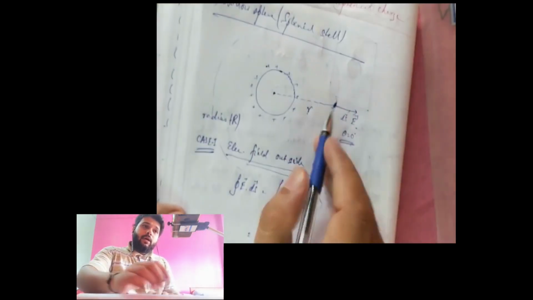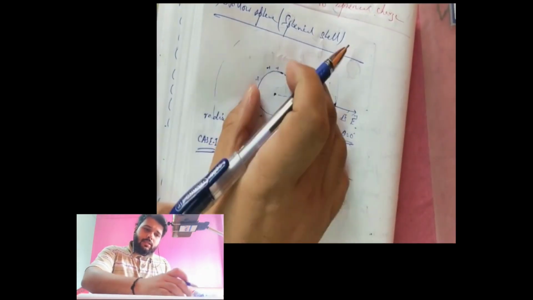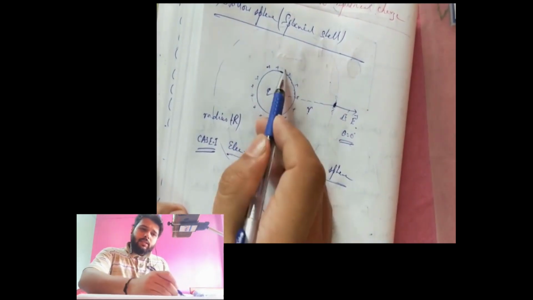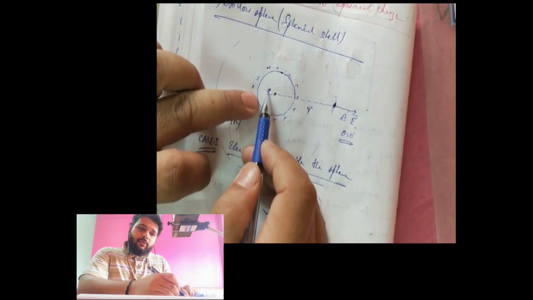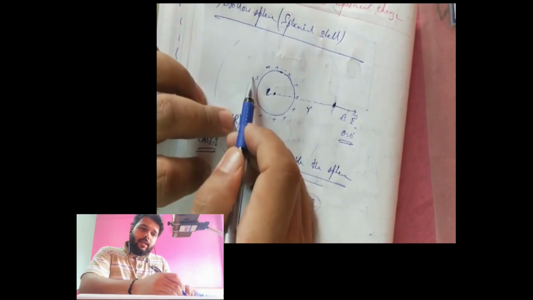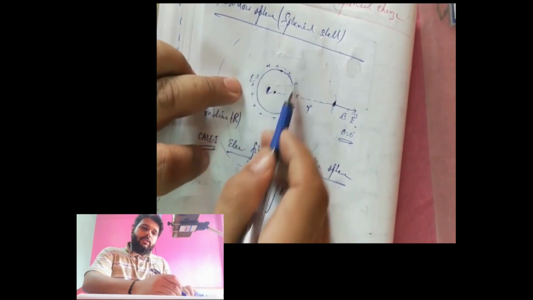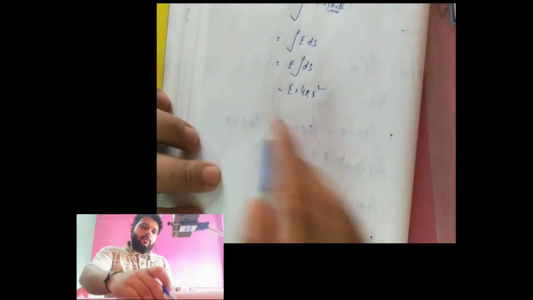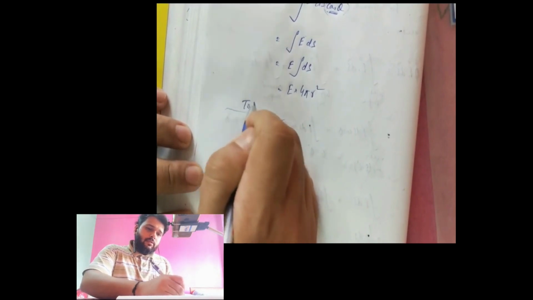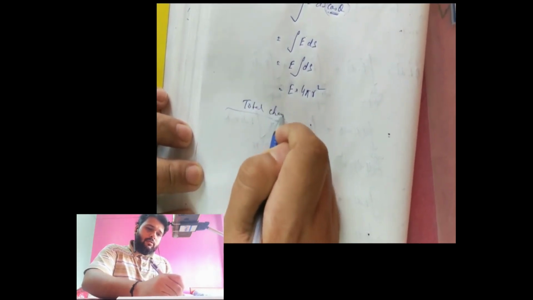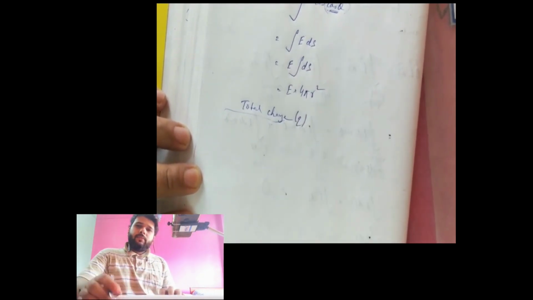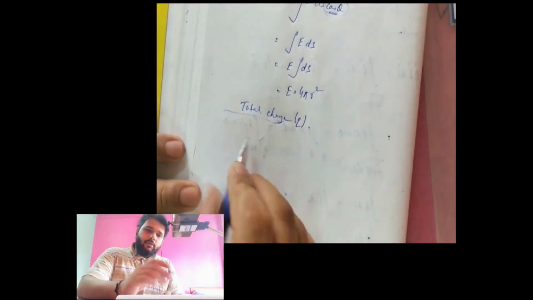So the total charge, when the point is outside the sphere, is this whole charge, that is q. The whole charge is q. And where is this q lying? On the surface. This charge q is lying on the surface. So the total charge is q.